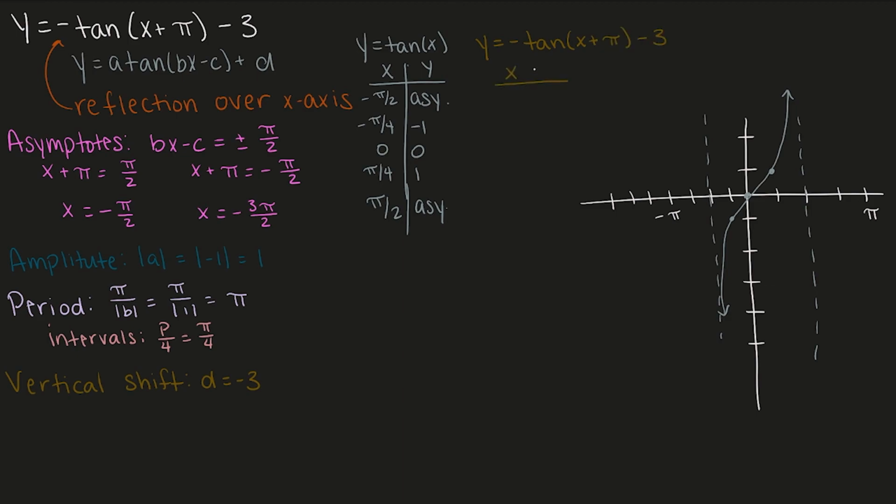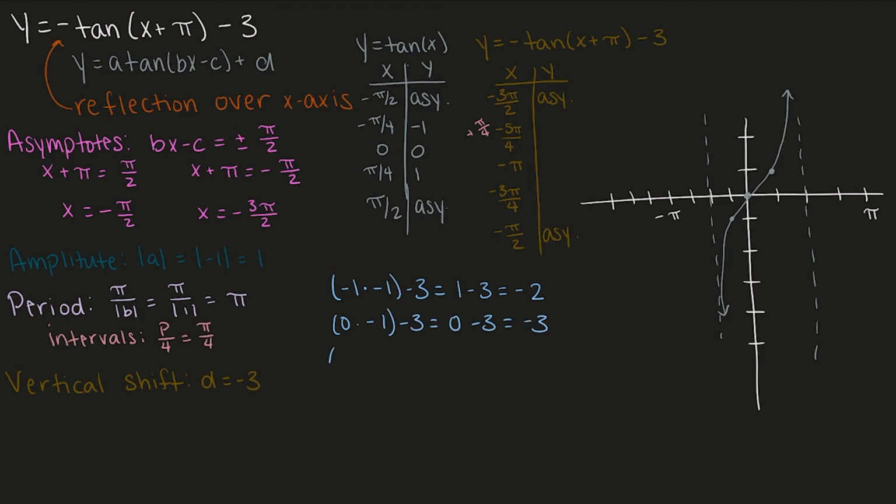Our x will start at negative 3 pi over 2 and have intervals of pi over 4, which means our x values are negative 3 pi over 2, negative 5 pi over 4, negative pi, negative 3 pi over 4, and negative pi over 2. Our y values will have asymptotes starting and ending for our two x values, and then our three values in the middle will be negative 2, negative 3, and negative 4. So now, let's graph this transformed function.